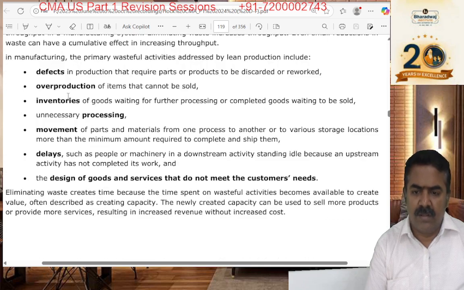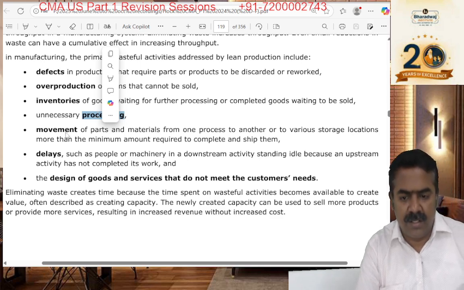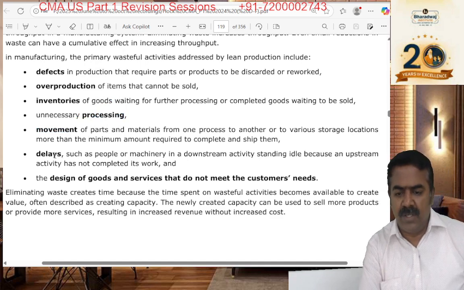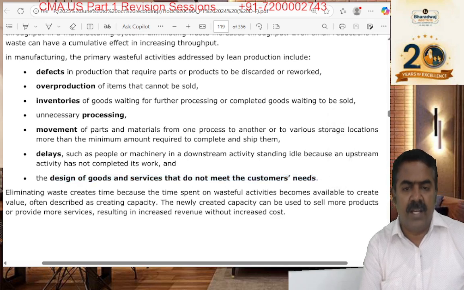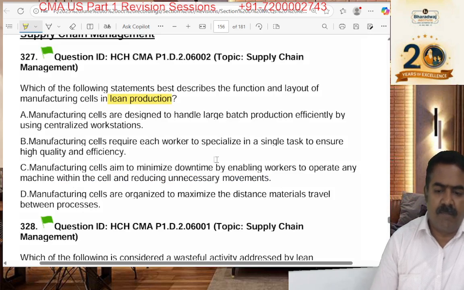If you look at defects, you should reduce overproduction, avoid too much inventory, remove unnecessary processing. The movement should improve, delay should be avoided. Design should meet the customer's needs. So, what is lean production?